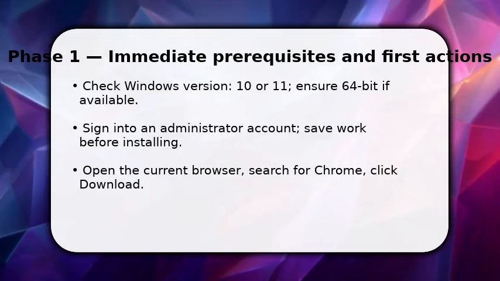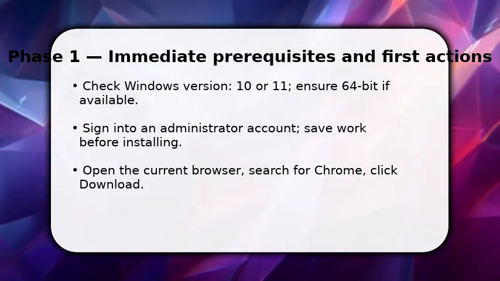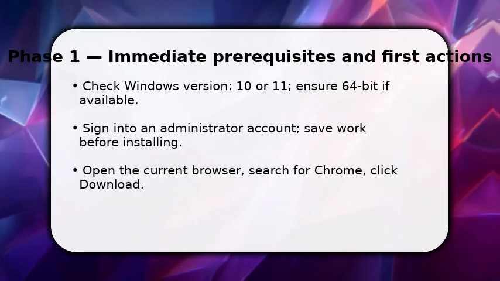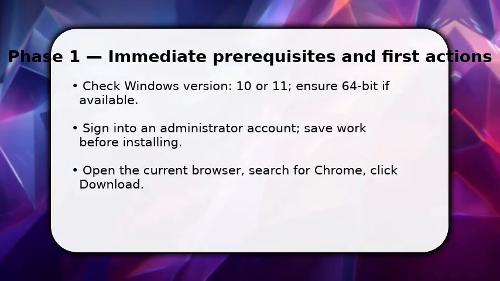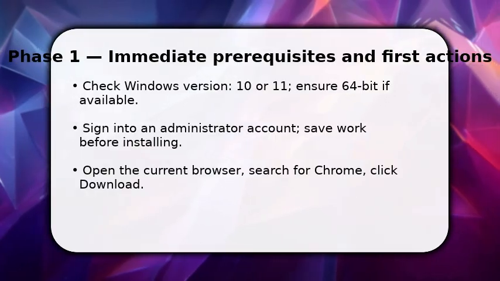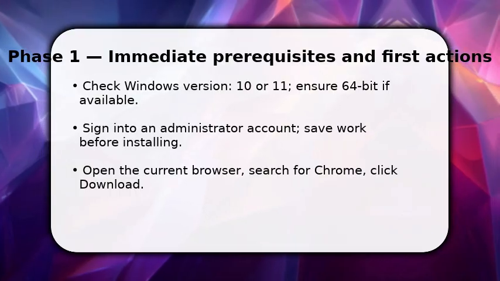You need minimal prep. Make sure you are signed into an administrator account and close other apps. Once ready, open your existing browser and search for Chrome. Select the official download prompt and click the download button. You do this to get the correct installer for your Windows version, which avoids compatibility problems.